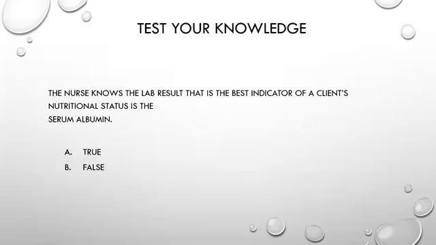So let's test your knowledge. The nurse knows the lab result that is the best indicator of a client's nutritional status is the serum albumin. Is this true or false? It is false. The latest research shows that pre-albumin has a shorter half-life than albumin and is a better indicator of protein stores.